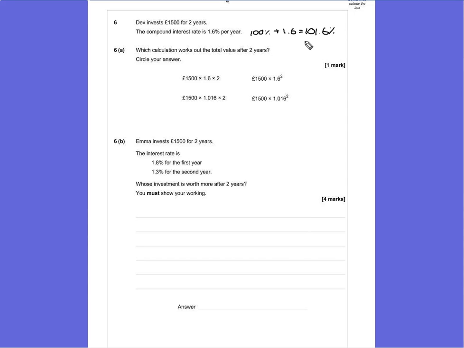101.6% written as a decimal would be 1.016. You divide it by 100. And that gives us our multiplier to find the 1.6% interest.